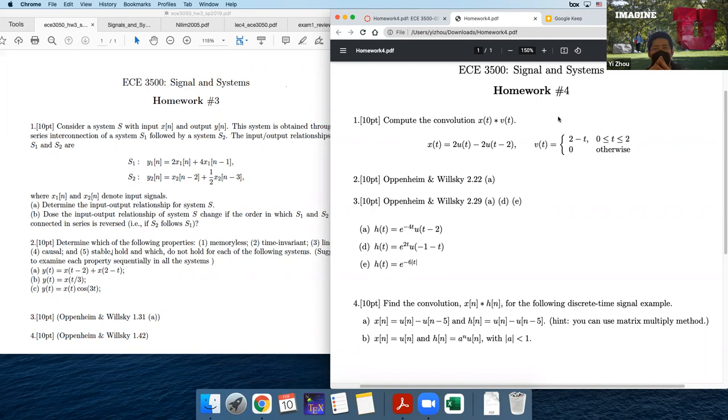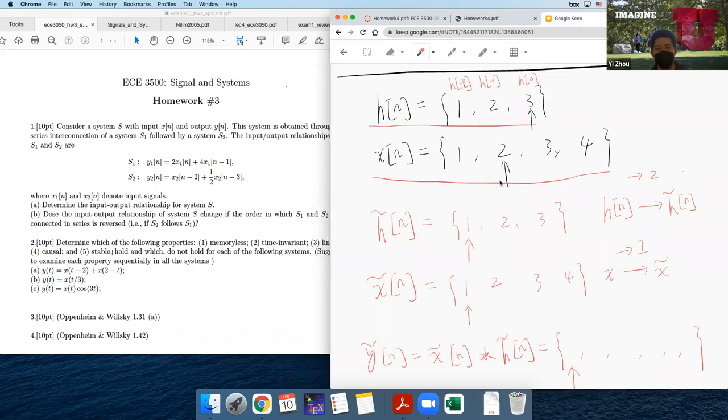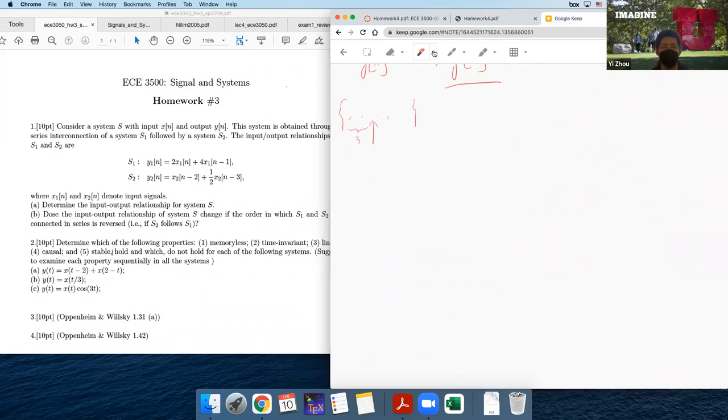When you write the convolution, remember, you can choose to fix one of them. Here, because v takes a segmented form, maybe it is more convenient to fix this one. All right, let's try it. Let me try to fix x. So it's the integration of x tau v t minus tau.